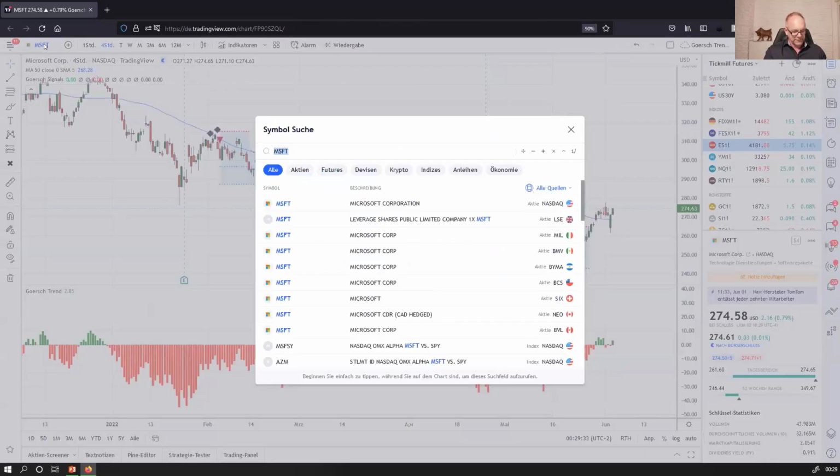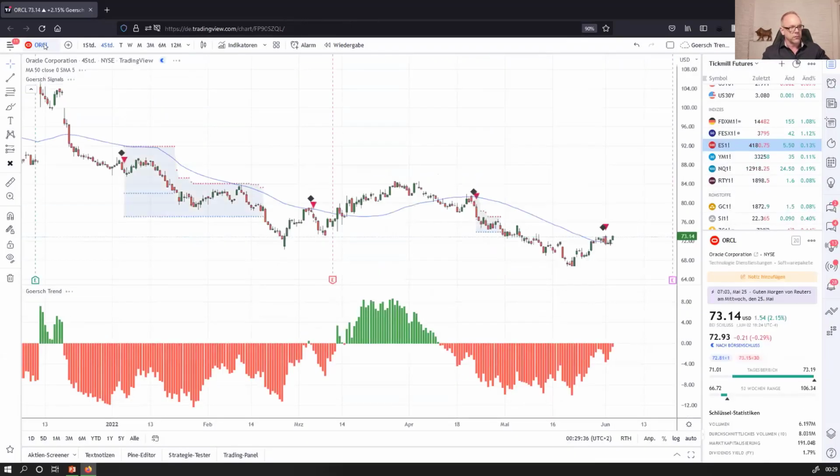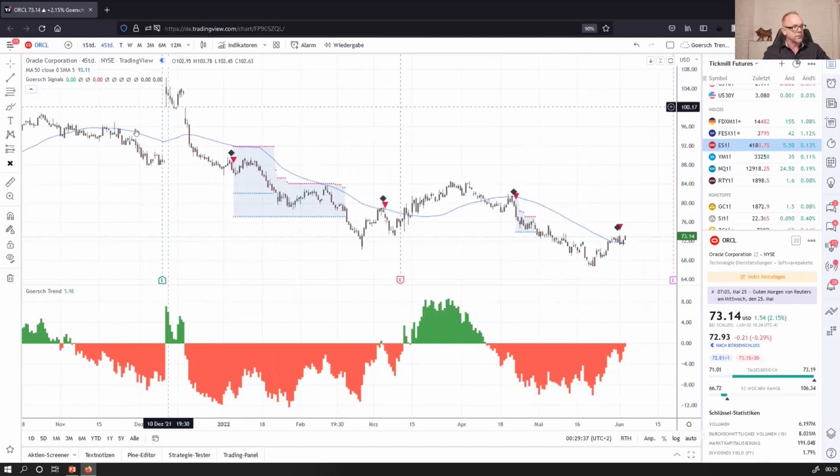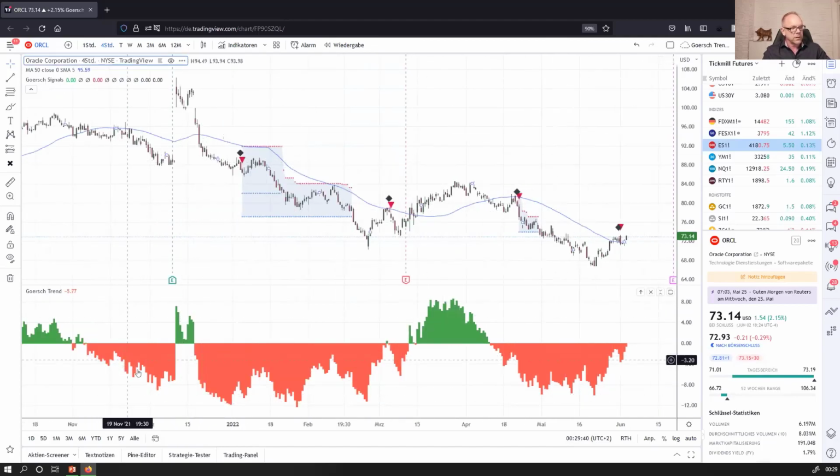Let's take a look at the stock of Oracle. Yeah, you can see it here. If you take a look at the Goersch trend here, you see how strong the downtrend was in the 4-hour chart. And what we see is the first trade here in the beginning of January. We hit the target in the middle of February. Second trade here at the end of April, and we were out also at the end of April. This trade only took us 1 week.